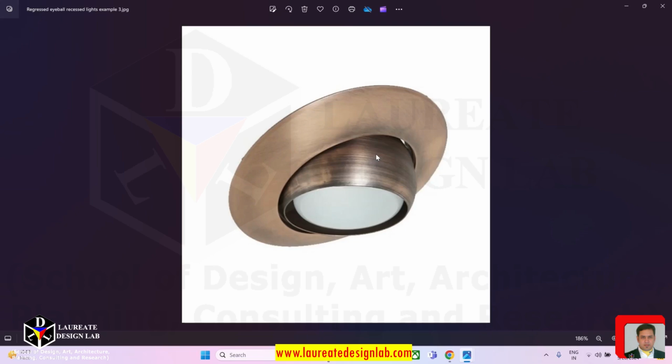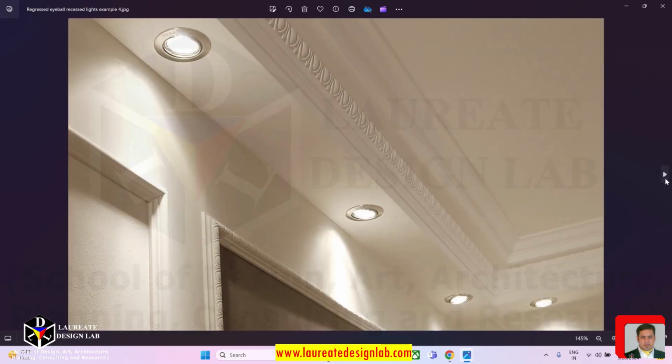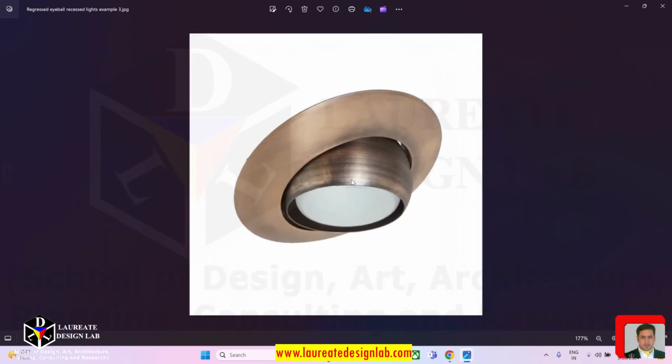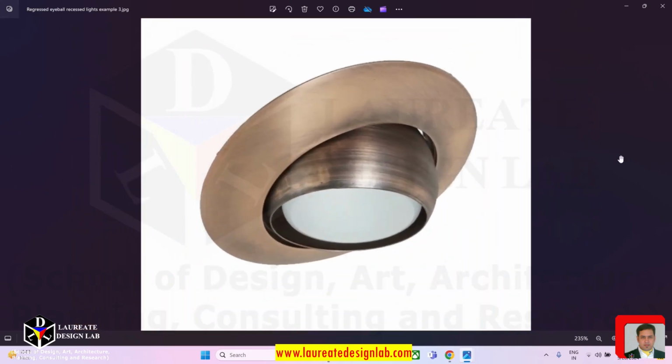So regressed. No, this is not regressed. This is coming out. No, it's eyeball. It's not regressed. This can be called regressed because this is coming a little bit out. Maybe a few mm. This is the example of regressed eyeball. But this was not the example of regressed eyeball. This was the example of eyeball.